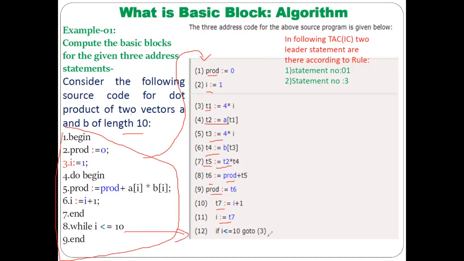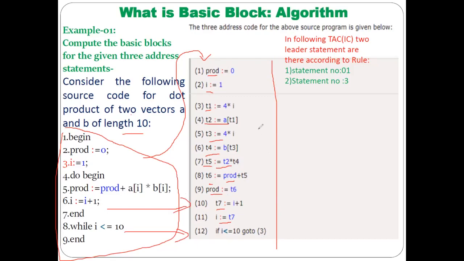What if i is less than 10, go to 3. Understood? So this is the three-address code for this particular source code statement. Now in this sequence of three-address code, first we need to apply the partitioning algorithm and its two rules. What is the first rule saying?